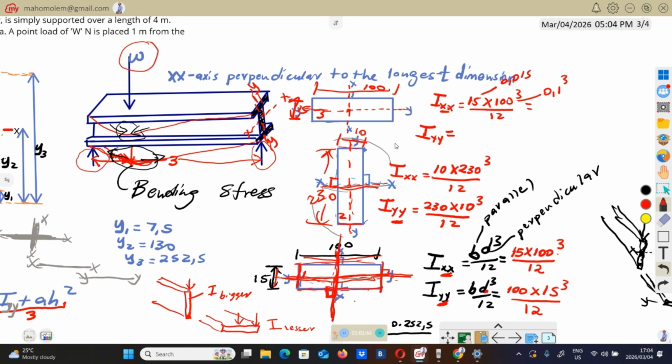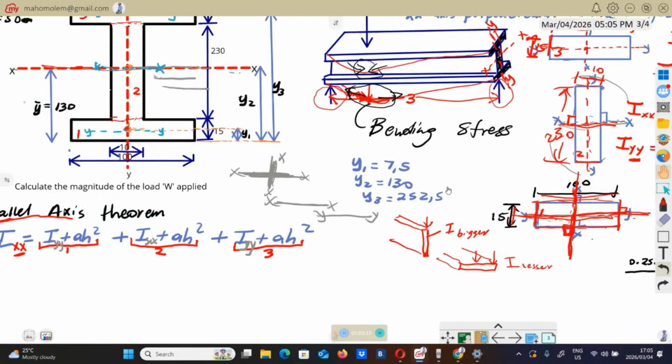IYY for number 3, you check the side parallel to YY is this one. Parallel to YY is 100, multiplied by perpendicular to YY, which will be your D. Perpendicular to YY is this side, which is 15. Raise it to the power 3 over 12. So after doing this, you come back to this.